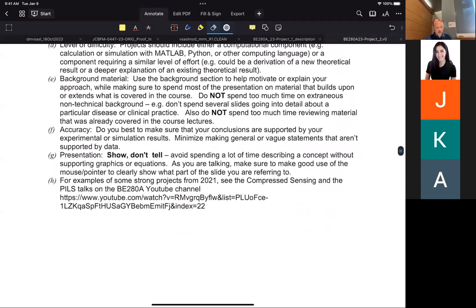Accuracy: what we're really looking for is, do your results justify your conclusions? It's exactly what you're going to see either doing a PhD or out in the outside world. Your manager or advisor is going to ask, hey, is what you're saying actually supported by your data?